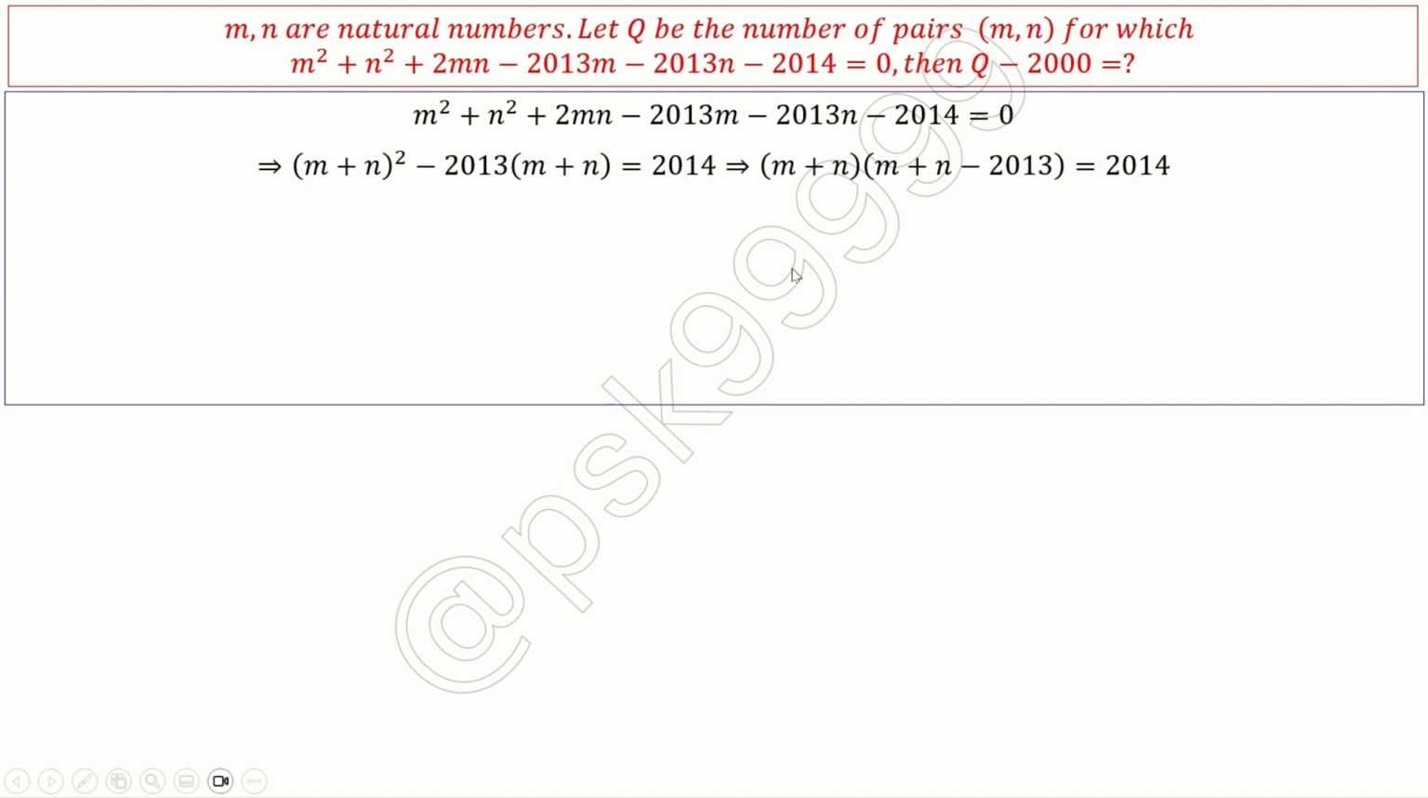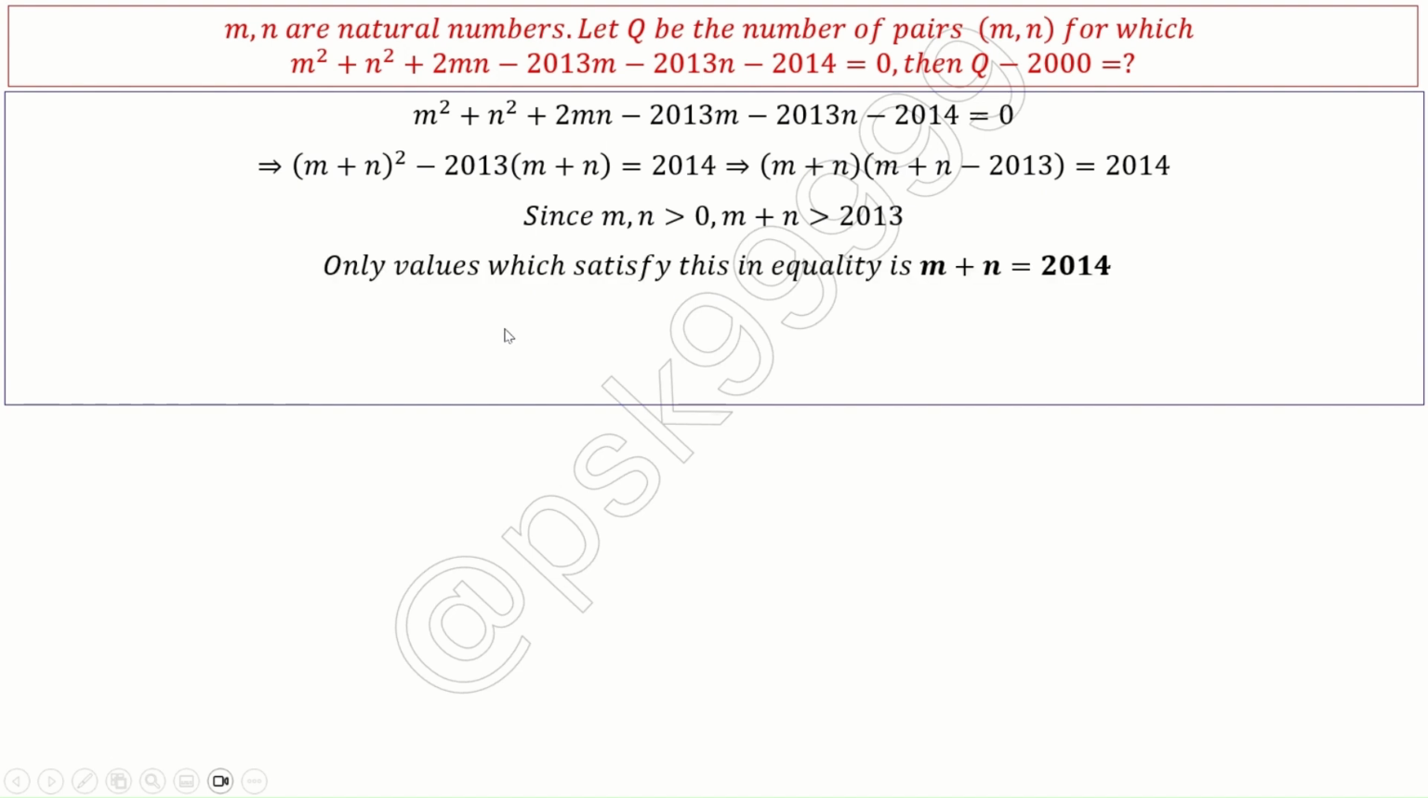Now we know that m, n belong to natural numbers, so they are positive. And m plus n has to be greater than 2013, otherwise this whole expression will become negative, so it cannot be equal to 2014. So it has to be greater than 2013, and to satisfy this, from observation you can easily tell m plus n has to be 2014. That's the only solution possible. Any other value, you will see the difference in this product, so you will not get 2014.